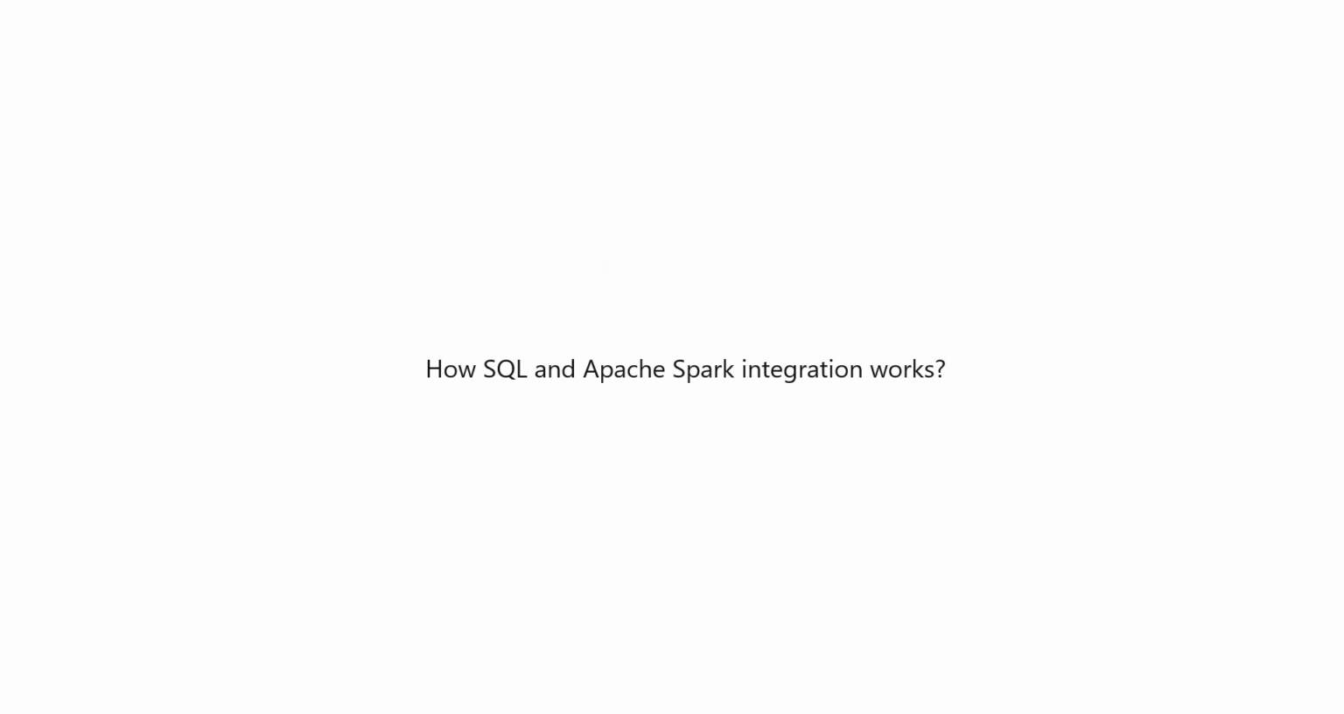It raises the question of how SQL and Apache Spark integration works. That's where the Azure Synapse Apache Spark to Synapse SQL Connector comes into play. The Azure Synapse Apache Spark to Synapse SQL Connector is designed to efficiently transfer data between serverless Apache Spark pool and dedicated SQL pool in Azure Synapse. At the moment, it works on dedicated SQL only. It doesn't work with serverless SQL pool.